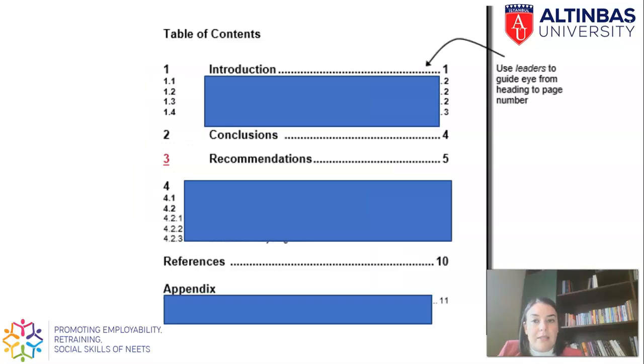In the table of contents, as we said, the headings and subheadings should be numbered, and in the table of contents we should see on which page we can find that part. Introduction, and then come the subheadings of it, then conclusion and recommendations, as we can see here. Use leaders to guide the eye from the heading to the page number so that it would be easier for the audience to keep track.